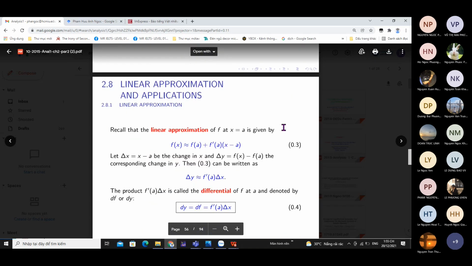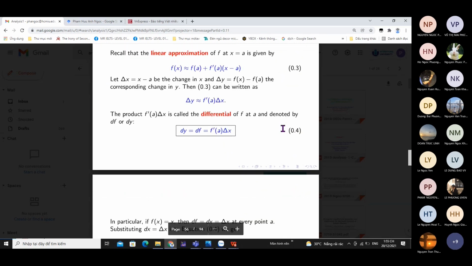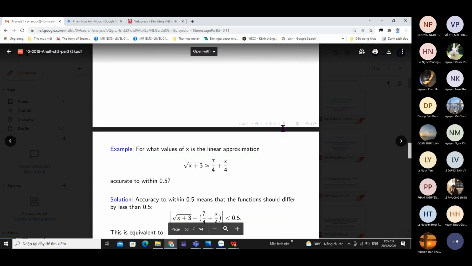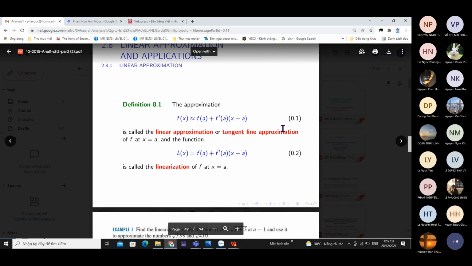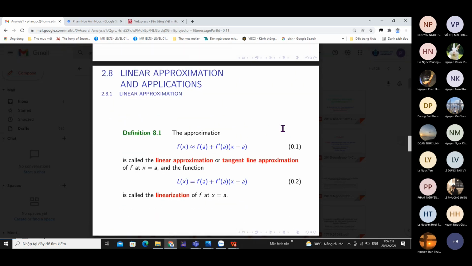Okay, now let me tell you a little bit about linear approximation. Wait a moment, please.